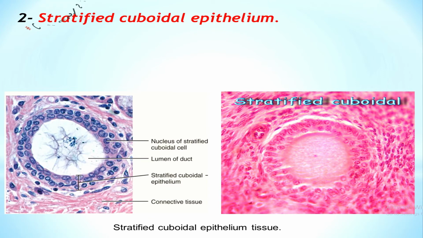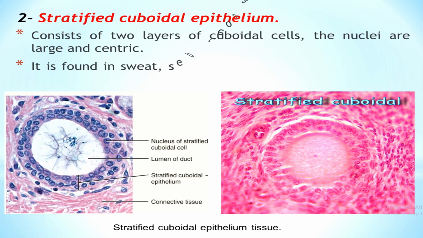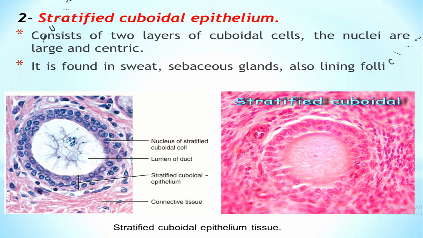The second type of stratified epithelium is the stratified cuboidal epithelium, which consists of two layers of cuboidal cells. The nuclei are large and central. Look, we see the nucleus is very large and it's central in the cell. It is found in sweat and sebaceous glands and also lining follicles in the ovaries. Here, look, the size of the nucleus is very big.